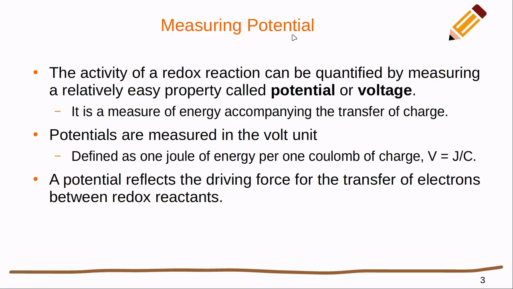Okay, so a little something about potential here. The activity of a redox reaction can be quantified by measuring a relatively easy property called potential or voltage. You probably typically thought about this as being voltage. It's called potential because it is the electrical potential energy. And by redox activity, what we're talking about is how likely this redox reaction is to happen, how spontaneous it would be.